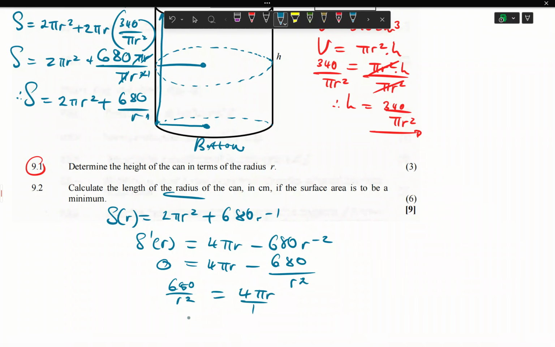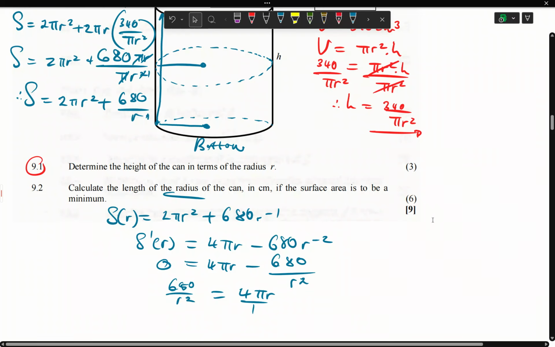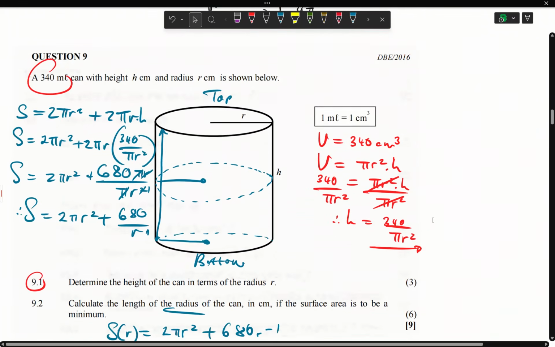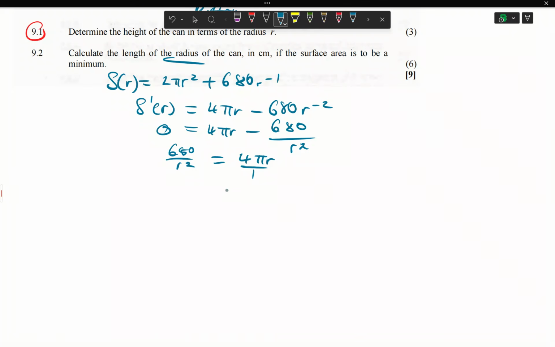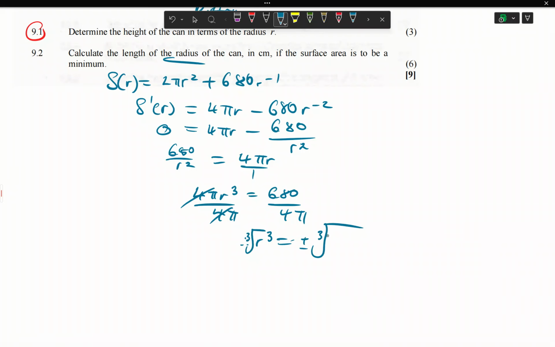And then cross multiplication. This question is the same as the one we did here because I can see that they look the same. But it doesn't matter now, it means you benefit from this. This is r cubed, and it equals 680 over 4 pi. Then for r, just take the cube root. So r equals the cube root of 680 all over 4 pi. So let's see what's that.